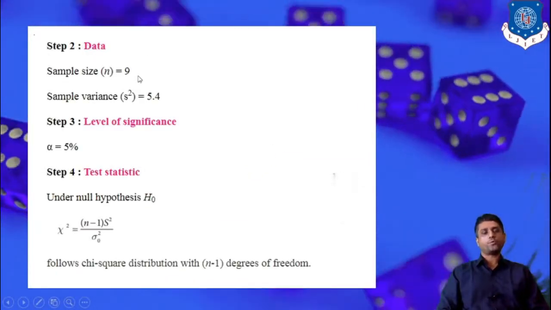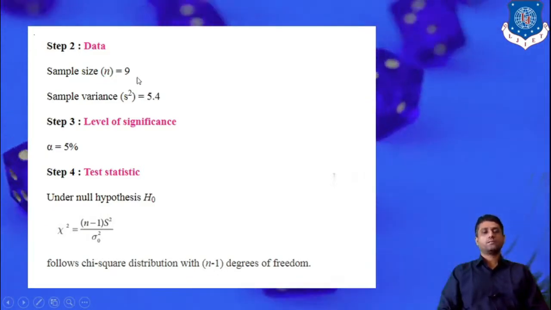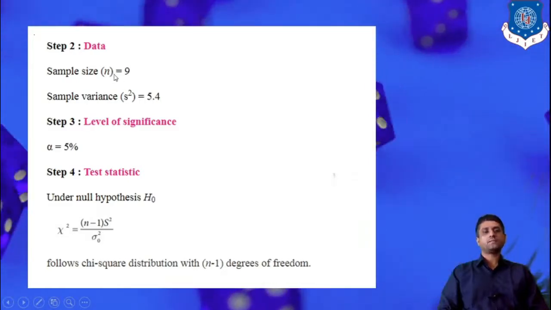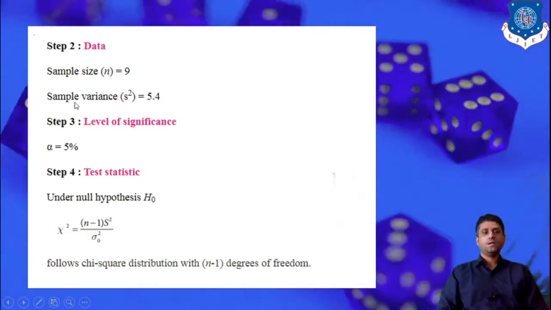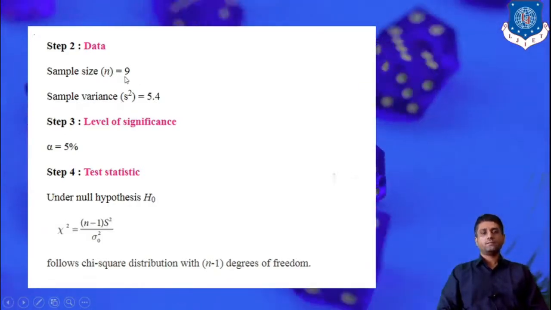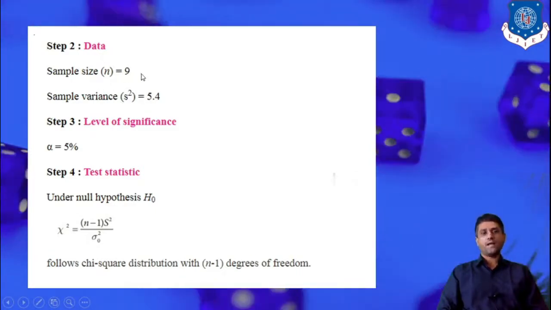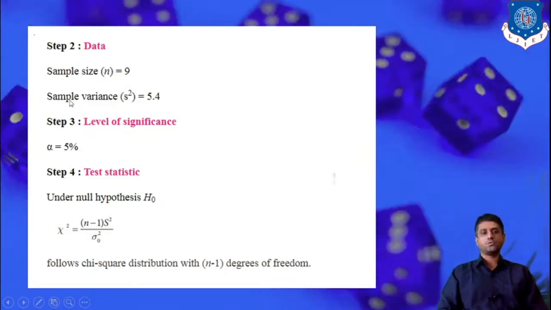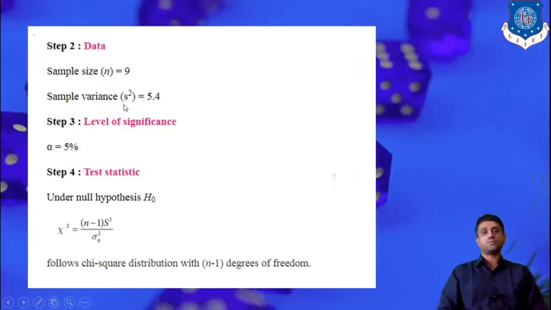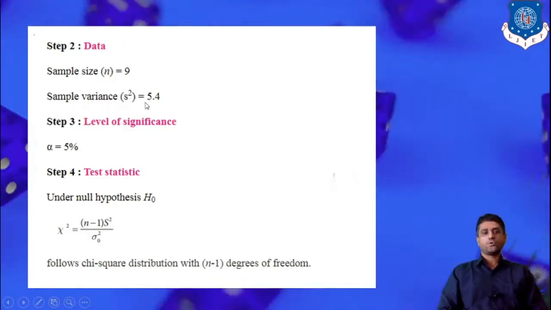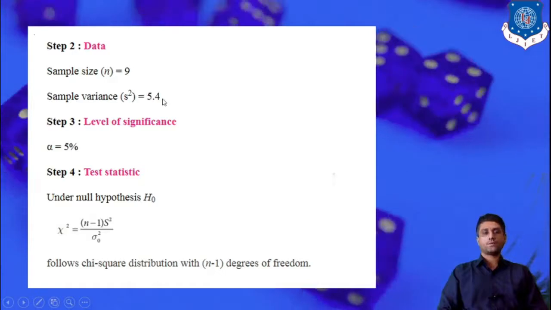In step number 2, we gather the data. To check the sample variance, the organizer collected 9 observations, so the sample size n is 9. On the basis of these 9 observations they observed the variance, which is known as the sample variance. Remember, we write the sample variance with the symbol S square, and it is equal to 5.4. This information is given in the question.